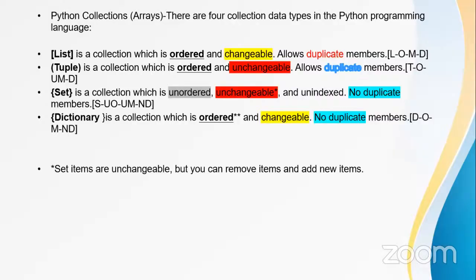Finally, I have the dictionary. So you know what is a dictionary in English? There will be a word and there will be a meaning. All words will be kept in order and the meanings will also be kept in order. And no word will be getting repeated unnecessarily, particularly the keys, though values may repeat.